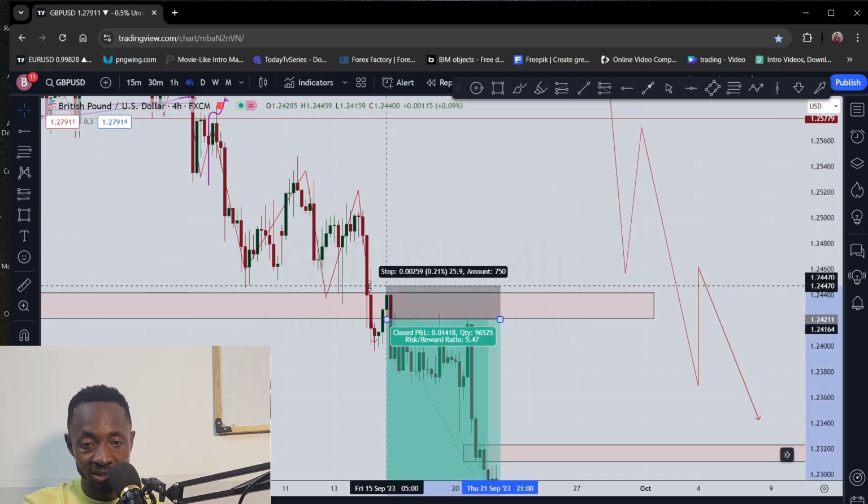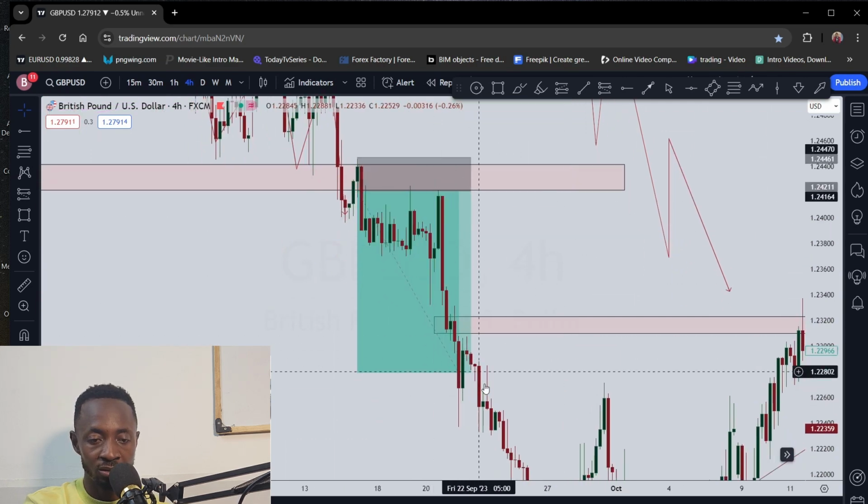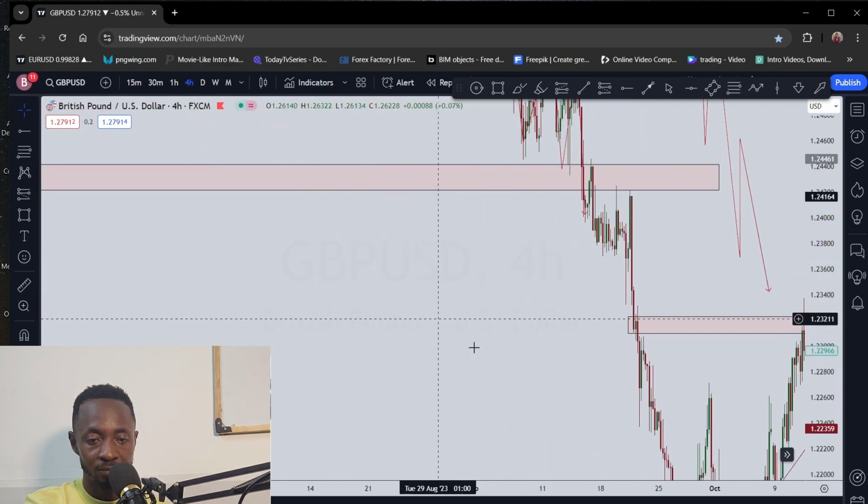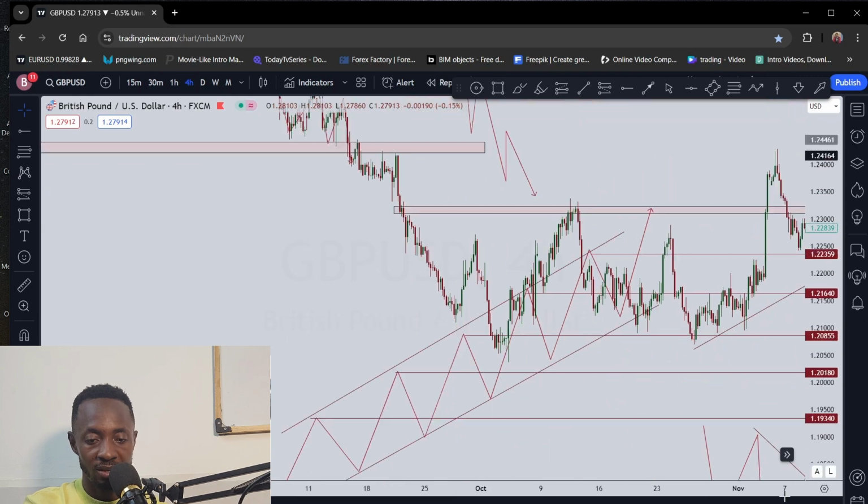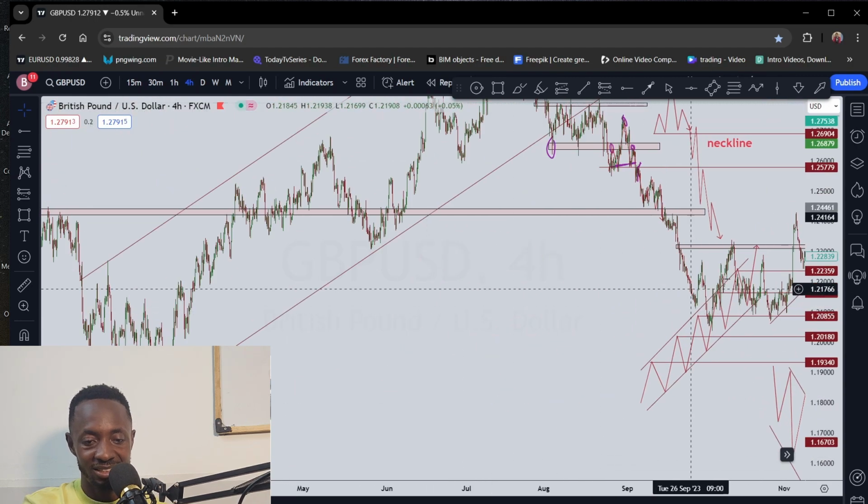As soon as it came back to test it here, this is where I would have gotten my entry. This place. I put my stop loss just here. Look at how it bled down.